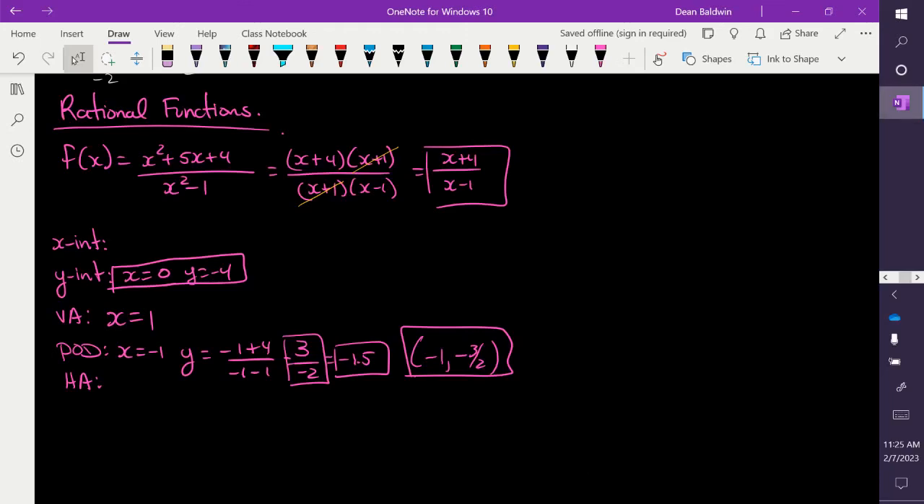So horizontal asymptotes. Did you learn the rules where if the degrees are the same, it's the leading coefficients? I'm looking at certain people.